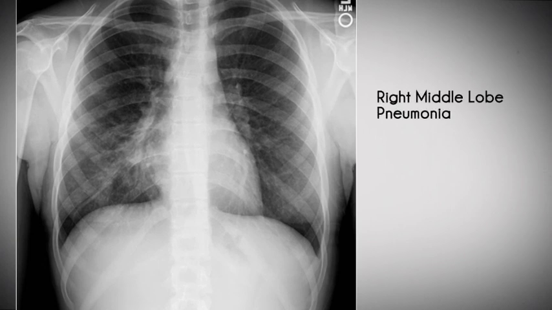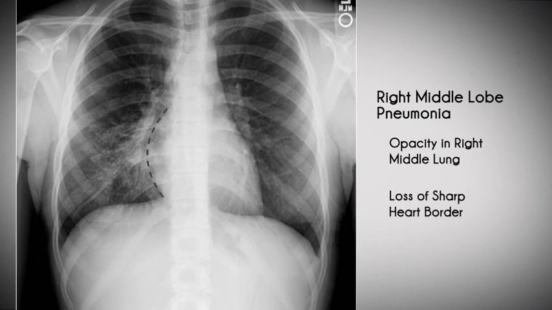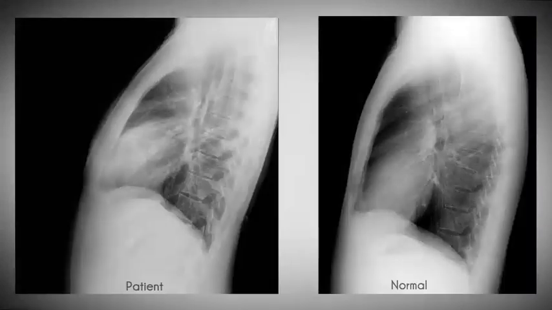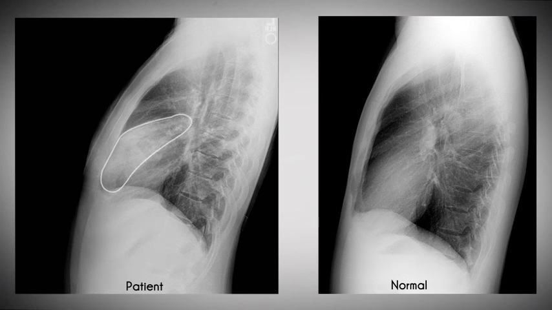This is a right middle lobe pneumonia. Note the opacity in the right mid-lung fields, whiter than the surrounding lung fields, along with the loss of the normal sharp appearance of the patient's right heart border. On the lateral film, there is the normal retrosternal clear space, which was not seen in the patients with the mediastinal mass. However, in this patient, there is a roughly triangular opacity overlying the heart in the expected location of the right middle lobe of the lung.